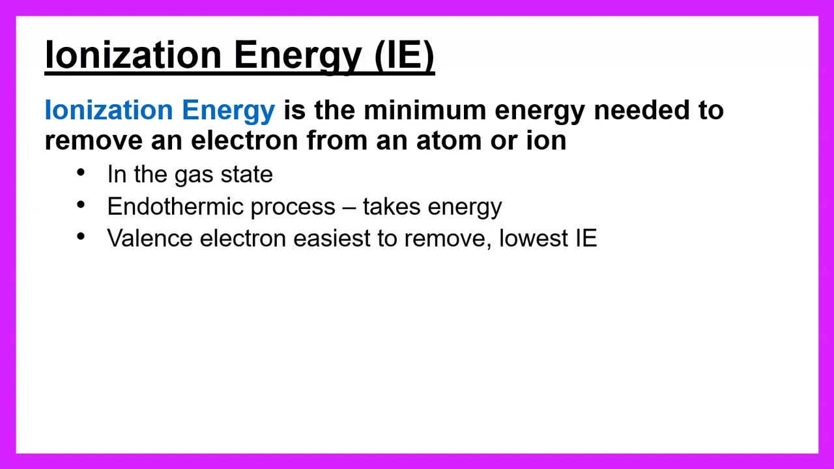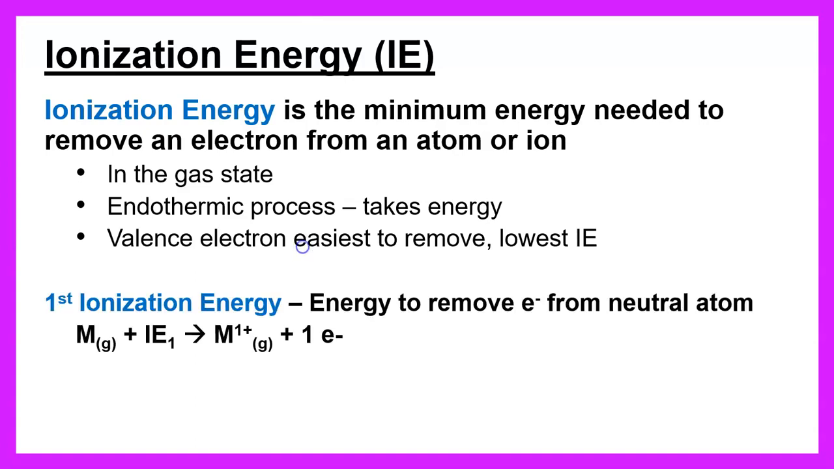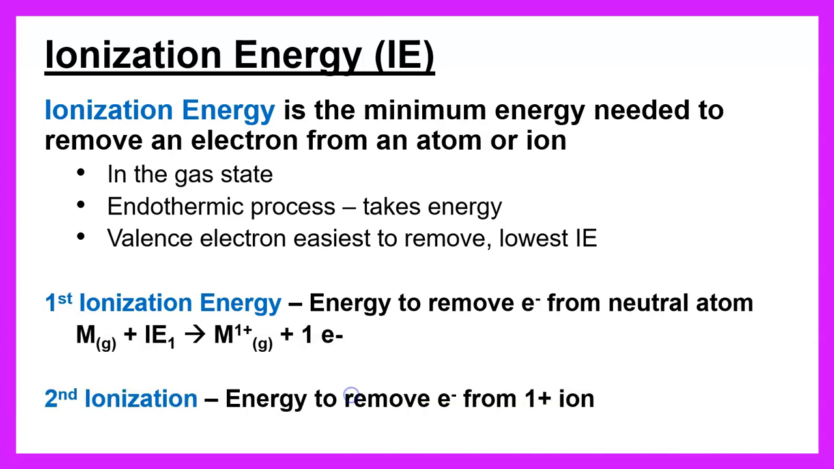The ones on the outside are the easiest to remove, right? They have the lowest nuclear attraction. You may sometimes see people represent this in a very generic way, like that, where you have an atom, you put in a little bit of energy, you can remove the electron. The second ionization energy would be to take that ion and remove an electron from it. So now instead of a +1, you have a +2. We call that a subsequent ionization.